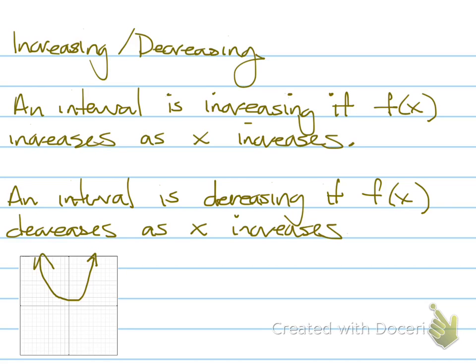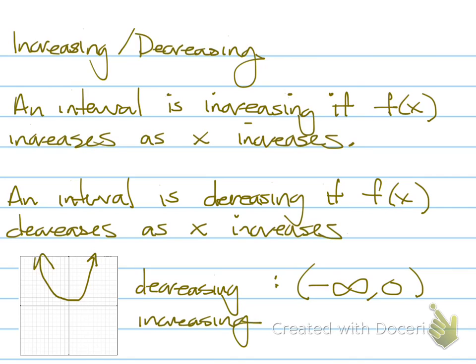So if we look at a quadratic function, the graph is a parabola. That function is decreasing from negative infinity to 0. At 0 is the vertex for that parabola, and so it's increasing from 0 to positive infinity.